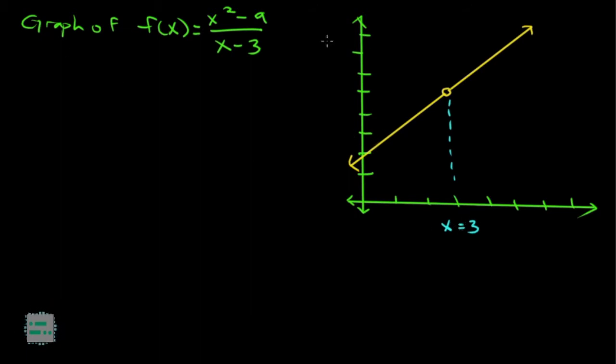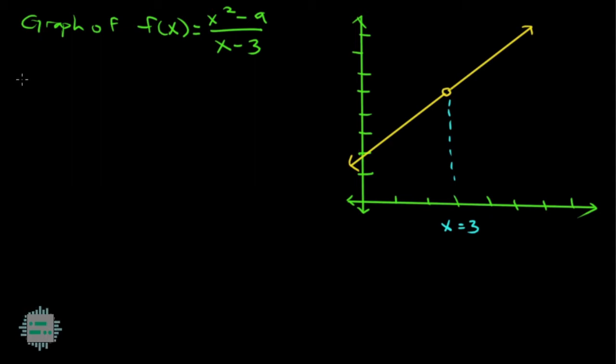Hindi defined itong function na to at x equals 3. So if you try and plug in 3 here, this is going to be 9 minus 9 over 3 minus 3. So, makita natin 0 over 0. Indeterminate, walang sense yung makuha natin. Because again, undefined yung function na yon at x equals 3. So, anong uri na lang siya ng discontinuity? Alam na natin na siya ay discontinuous at x equals 3. Anong uri ng discontinuity ang taglay niya?